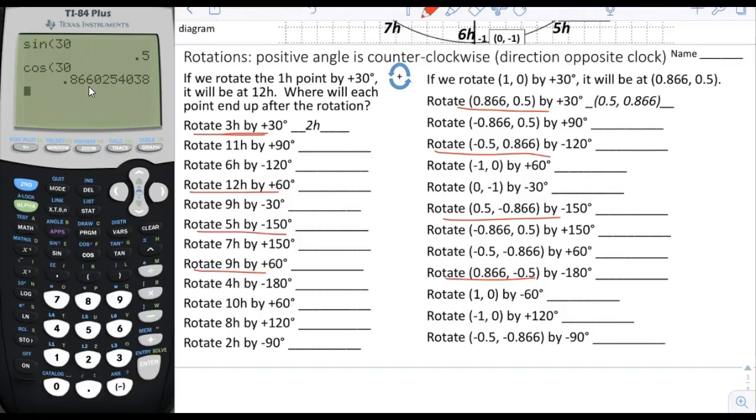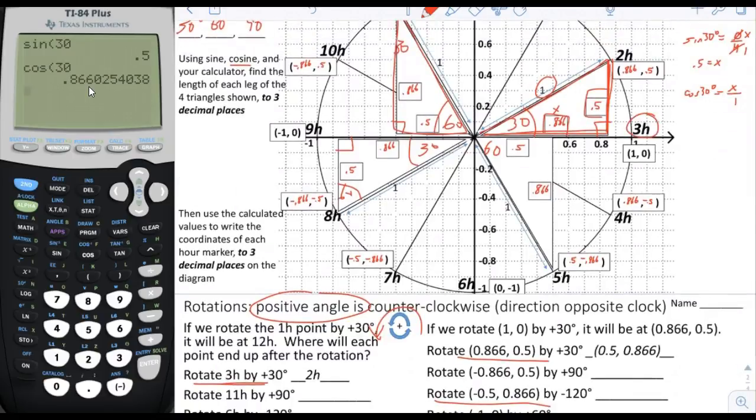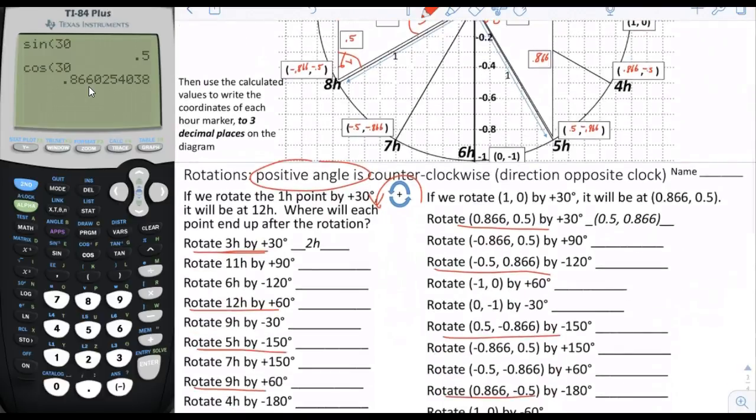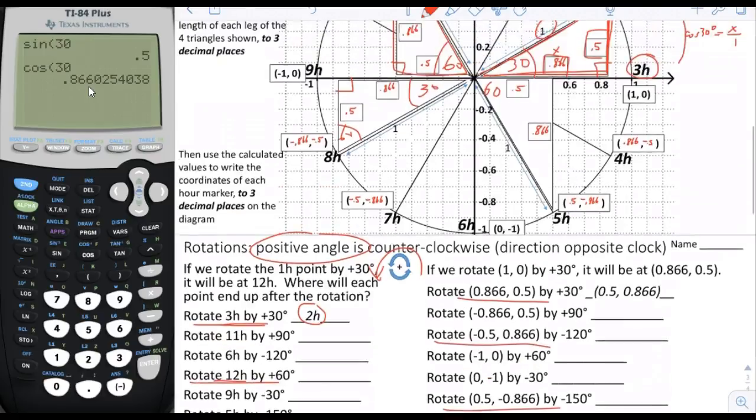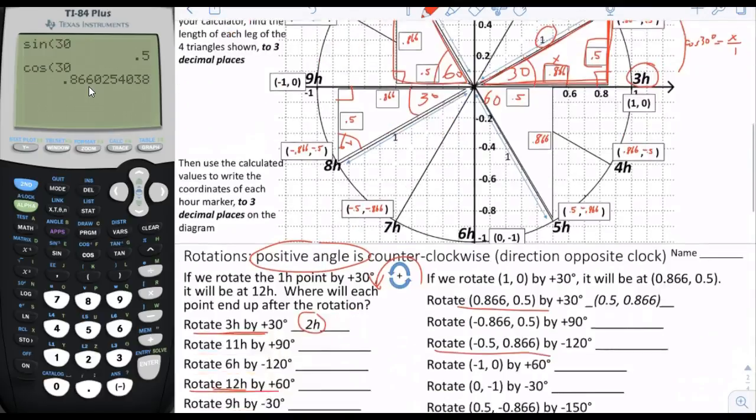So rotate 3 o'clock by plus 30 degrees. And remember that a positive angle is counterclockwise, or in this direction. So I'm going to rotate the 3-hour mark by positive 30 degrees. The 3-hour mark is here. If I rotate it positive 30 degrees, it would go to here. That would be the 2-hour mark. So then I write the 2-hour mark is where it ends up. If I rotate the 12-hour mark by positive 60 degrees, that would be in this direction. 60 degrees would be 2 of these. I would end up at 10 o'clock.